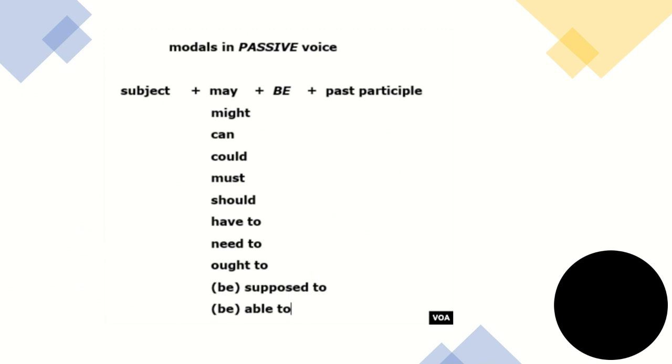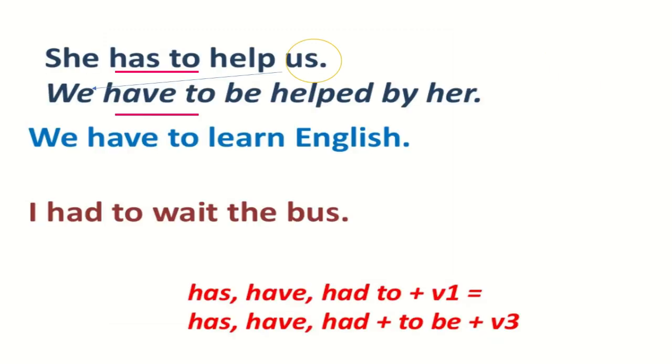This is the form of modals in passive voice. Subject, my new subject, which originally was the object in the active voice. Then we add the modal verbs may, might, can, could, must, should, have to, need to, or even be supposed to, or be able to. Then be, then past participle.